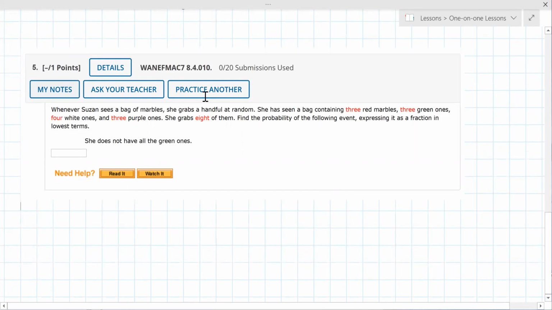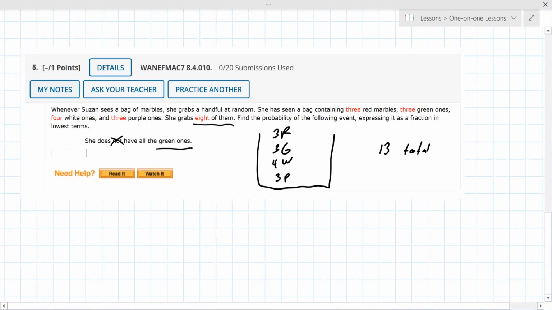So we got another bag again. She's got 3 red, 3 green, 4 white, 3 purple, 6, 9. So there's 13 total this time, it looks like. Okay, she grabs 8 of them, but she does not have all the green ones. Okay, so the way I like to do these, instead of the not, let's find the probability that she does have all the green ones.